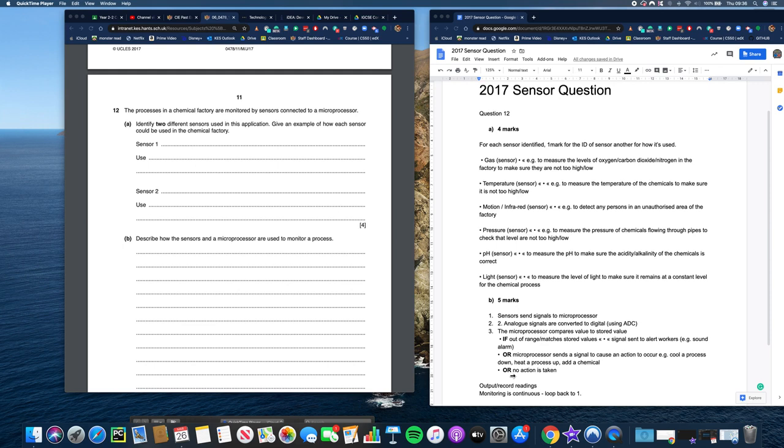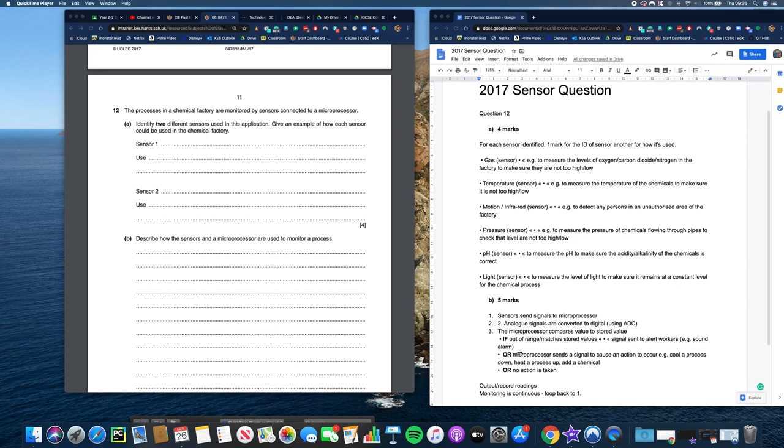of the CIE specification for IGCSE, and this is from 2007, though the questions asked follow a very similar pattern in regard to the sensors and for this chapter. So this question 12 is about a chemical factory, so always look for the context of which the question is talking about and answer in relation to the context, very important.